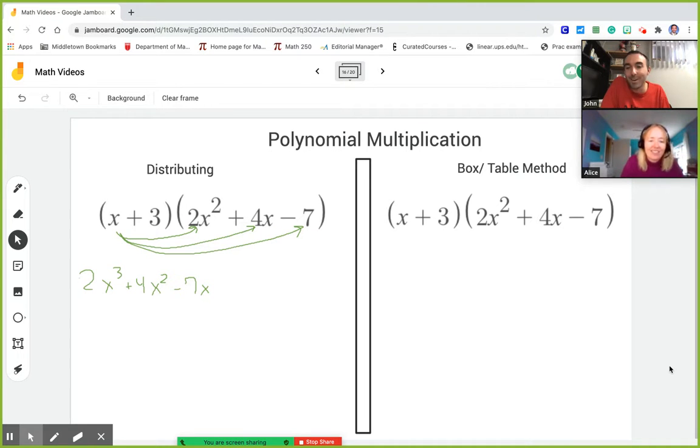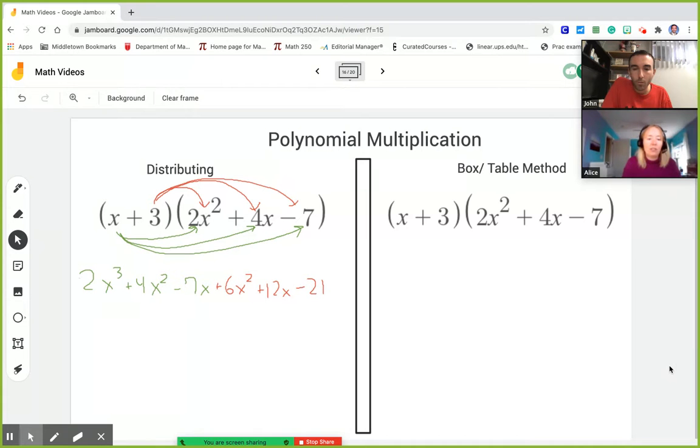I'm getting hungry. So now I'm going to multiply the 3 to our table full of guests. So 3 times 2x squared is going to give me 6x squared. 3 times 4x is going to give me 12x. And 3 times negative 7 gives me negative 21. So now we're in good shape. We just need to gather our like terms.